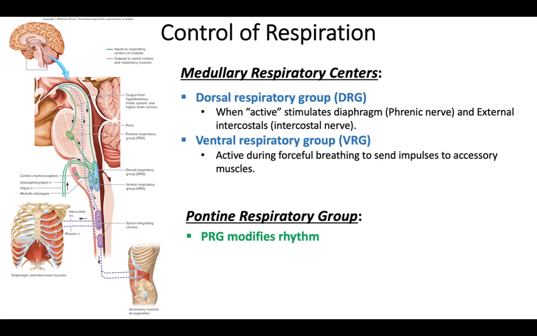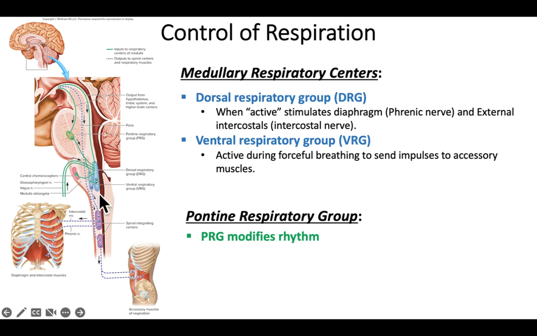Now let's move into control of respiration. All right, so controlling your breathing has to do with your brain. Your brain has the control centers. Specifically, they're found in the medulla oblongata. So these small little blue areas here are in the medulla oblongata of the brain stem.